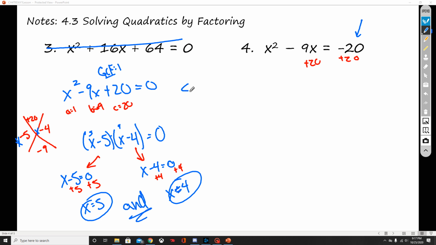And you may see it as a set, 5 comma 4. That's a set of solutions. That's a set that includes the numbers 5 and 4. And those are the only two solutions to number 4. And we found those solutions just by factoring.